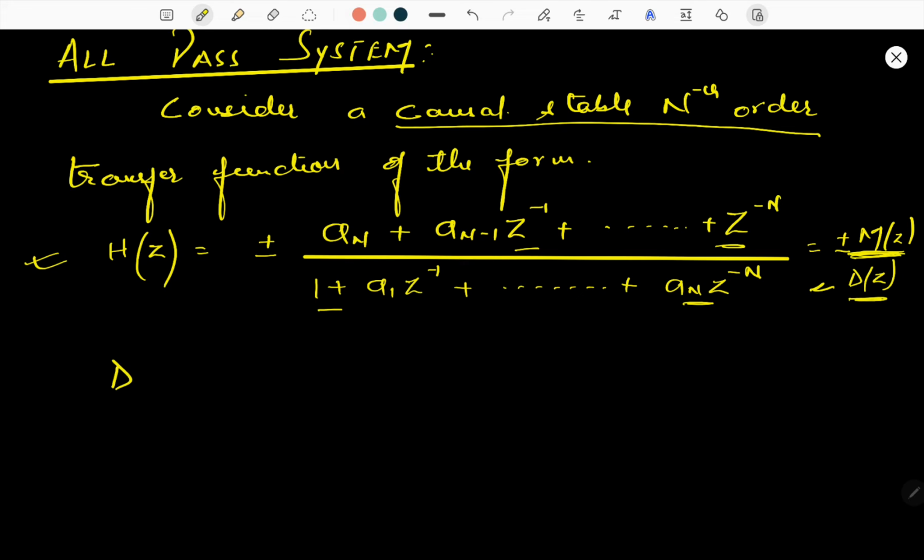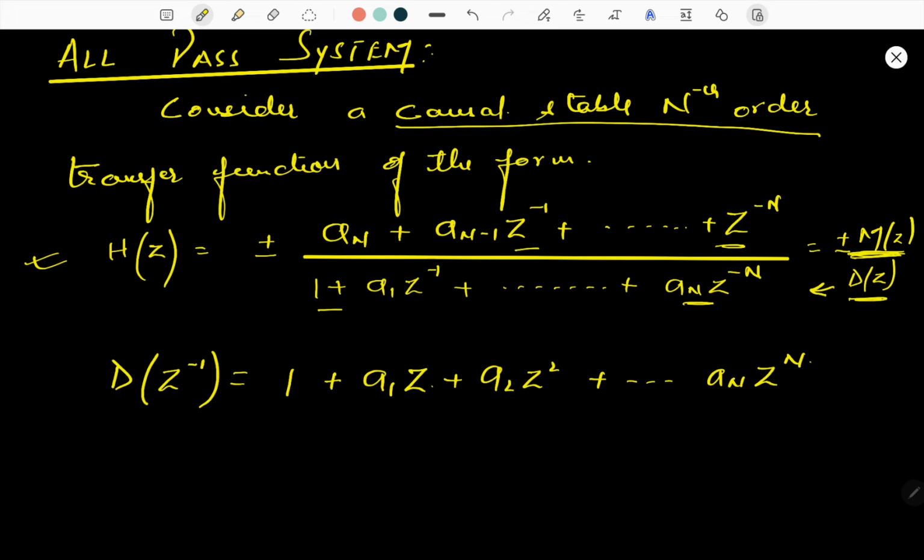Now D(z) is given over here. If you want to see what D(z inverse) is, then we just need to put the value of z over here and change it with z inverse. So this will become 1 plus a1 z, plus a2 z square, and so on, up to a_n z to the power n.